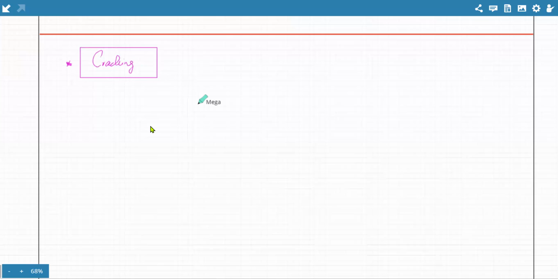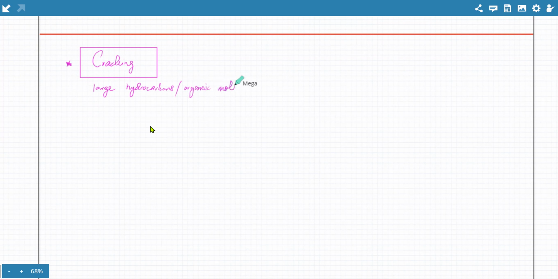Now, cracking is a very useful industrial reaction. The issue is that wherever you have large hydrocarbon molecules, or any organic molecule, as I told you a long time back when we did fractional distillation, there's one thing that's wrong with large hydrocarbon molecules. The bigger the molecule is, the higher its melting and boiling points.